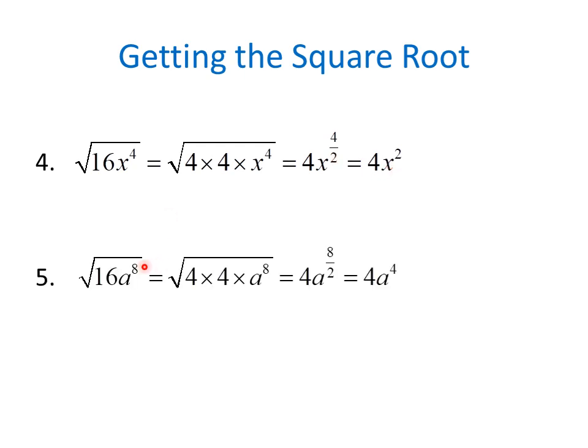Okay, finally, let's say you have the square root of 16 a to the 8. 16 is 4 times 4, right? Therefore, the square root of 16 is 4, and the square root of a to the 8 is a to the exponent 8. Divide that exponent by 2, you get 4 times a to the 4.